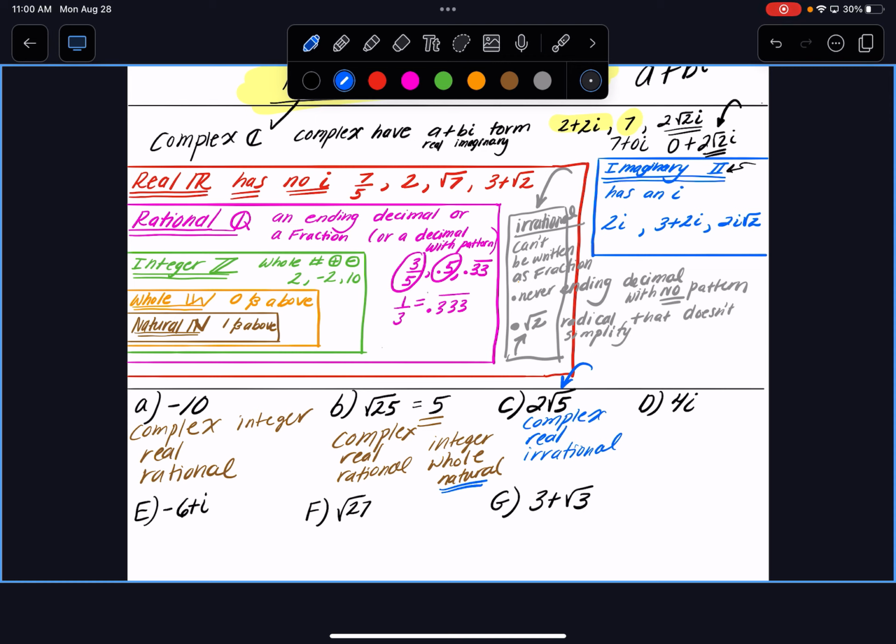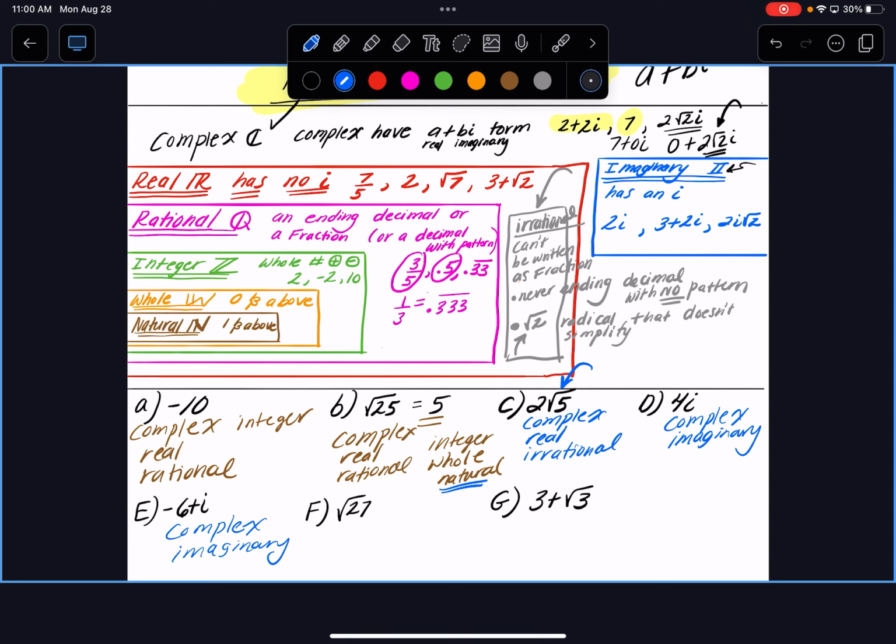Okay, let's go to 4i. We would say it is a complex number and it's imaginary. And we're done. Once you say imaginary, you stop. Imaginary numbers are not rational. Exactly. All right, look at -6 plus i. You would say it's complex and it's imaginary, so we're done.